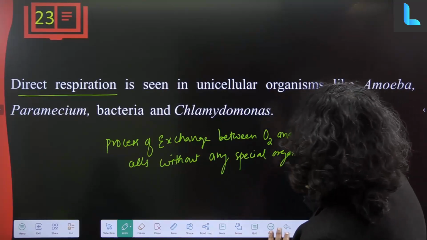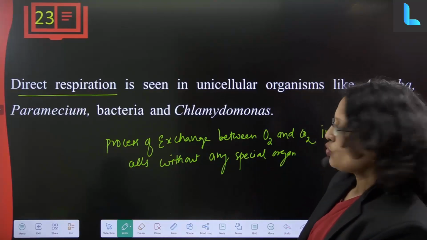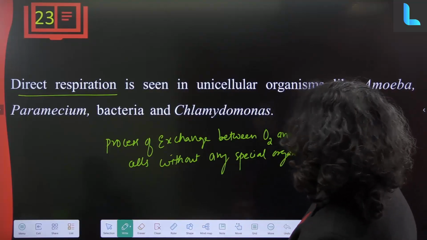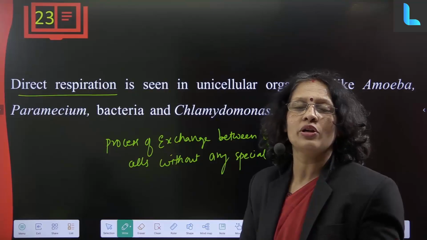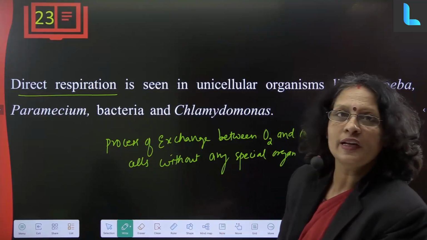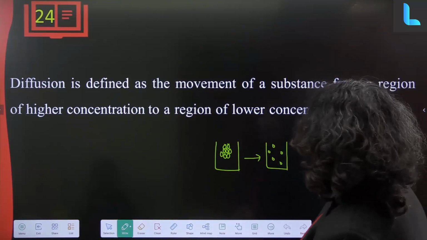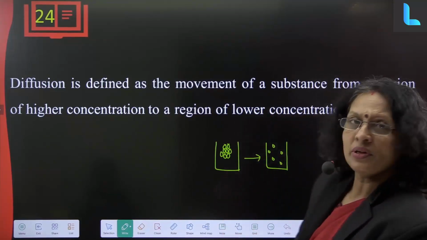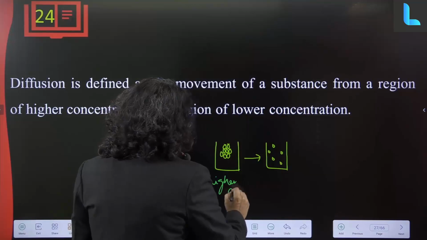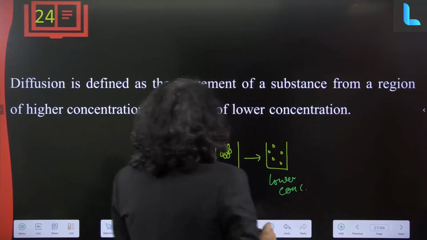Then direct respiration is seen in unicellular organisms like amoeba, paramecium, bacteria and chlamydomonas. So what is that? It is the process of exchange between oxygen and carbon dioxide in the body cells without any special organ. Amoeba does not have any special organ for taking food or for respiration, but direct respiration happens through the body only. That is called direct respiration. What is diffusion? Diffusion is defined as the movement of a substance from a region of higher concentration to a region of lower concentration. That is what is called diffusion.